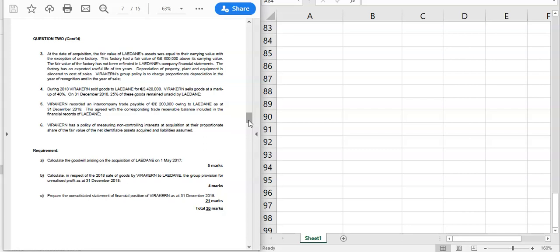This question asks us for 3 requirements. Calculate the goodwill arising on the acquisition in May 2017, 5 marks. Calculate in respect to 2018 the unrealised profit, 4 marks, and then prepare the consolidated statement of financial position. To some extent, you're going to be doing A and B as part of C anyway, so I'd always do them all as a single part, and then you can label them as required in your answer booklet.